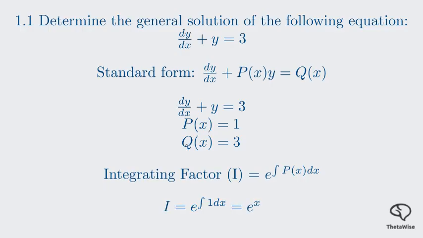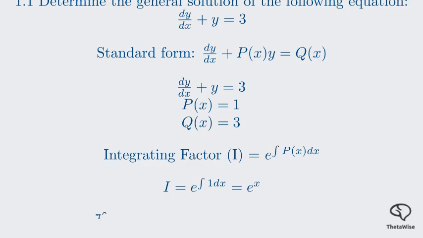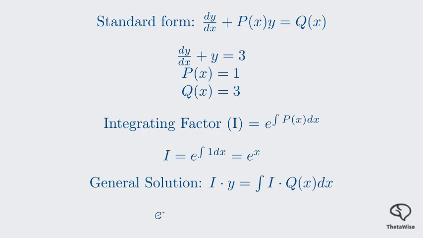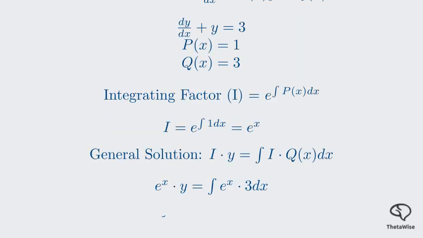The beauty of the integrating factor method is that the left side of the equation, once multiplied by I, becomes a perfect derivative. The general solution is given by I times y equals the integral of I times Q(x) dx. Let's substitute our values. We have e to the x times y equals the integral of e to the x times 3 dx. The integral of 3e to the x is just 3e to the x. And since it's an indefinite integral, we must add the constant of integration, c. Don't forget this, it's a very common mistake.